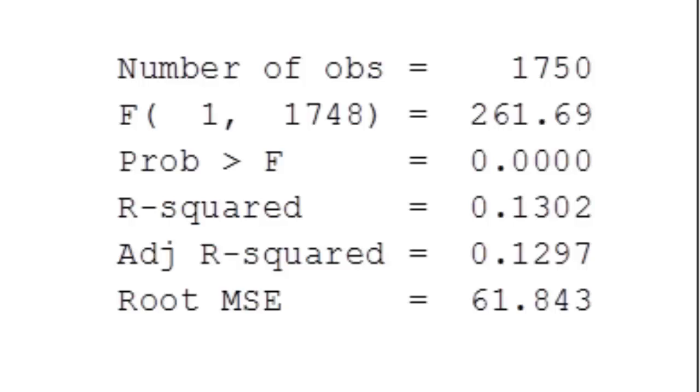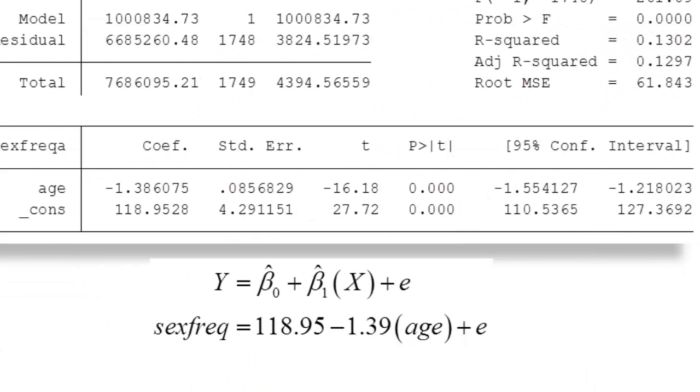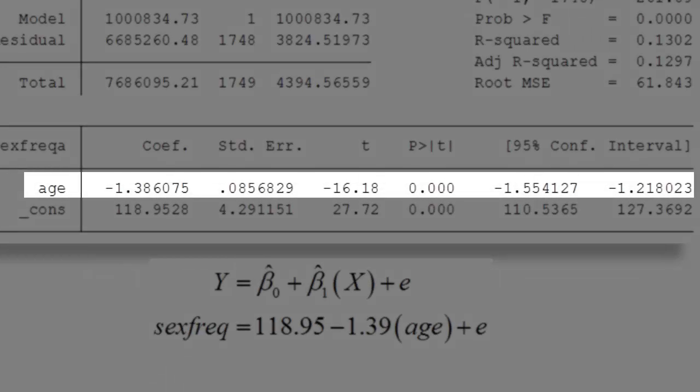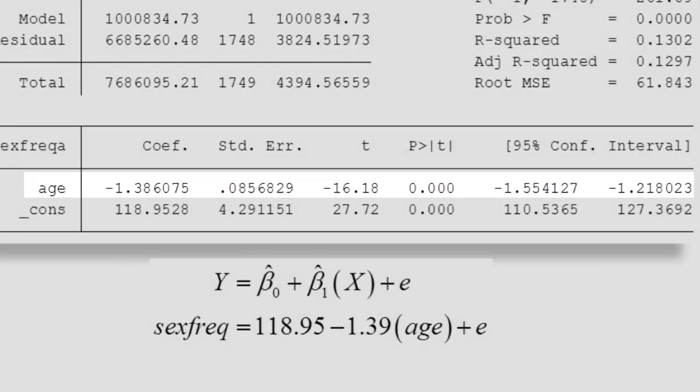This table usually is pretty important to look quickly at the p-value and look at the R squared. The part of the table at the bottom is really what's important. On the first line of that table, we get our age coefficients and our information about our independent variable age. We can see the coefficient here is minus 1.386075. What this says is that for every 1 unit change in age, that is a 1-year change in age, there is a decrease in sexual frequency of minus 1.39.